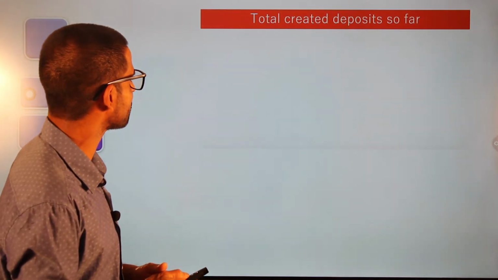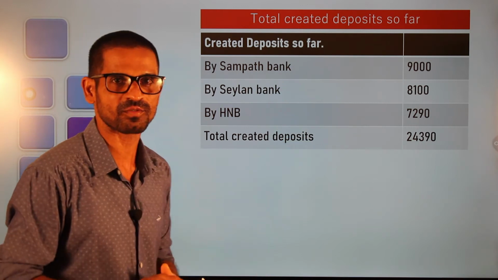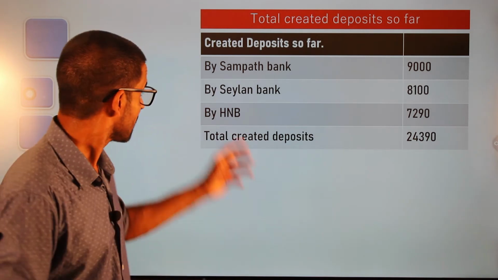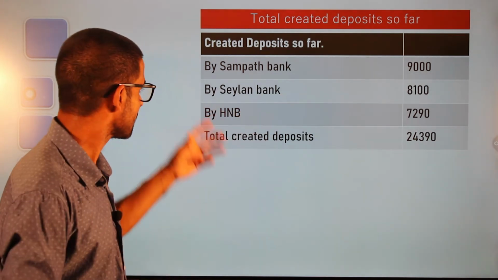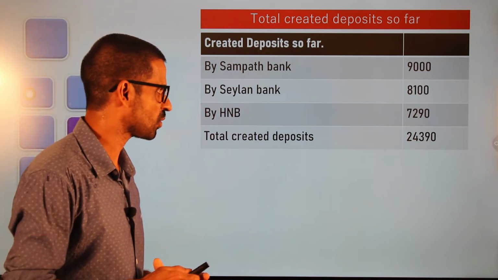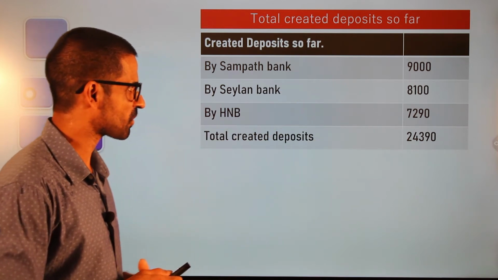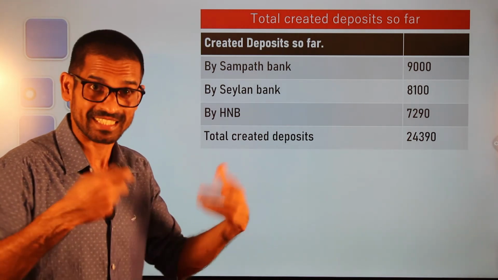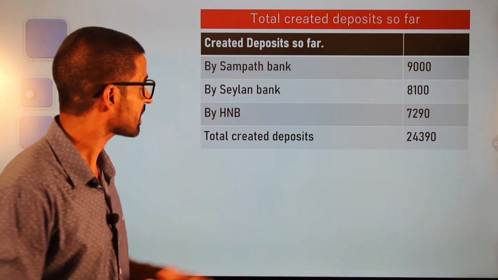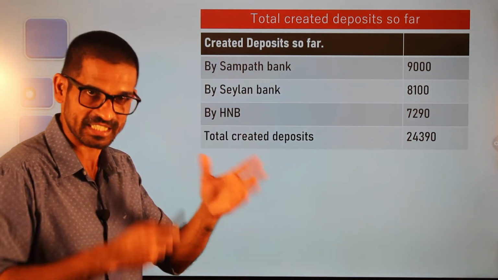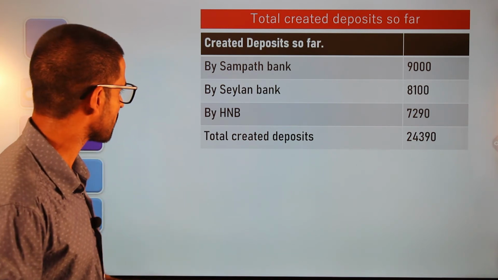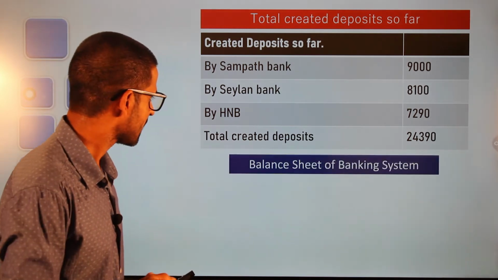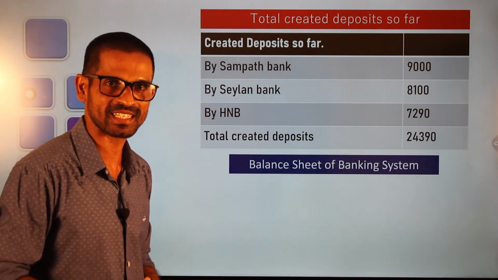So then we can identify the total created deposits so far, right? Sampath Bank created 9,000 worth of deposits, that is money. Then Ceylon Bank created 8,100. Hatton National Bank created 7,290. Altogether 24,390 loans and deposits, money created by the banking system so far, and it will go further, right? So what is the total created deposit so far? 24,390. Then we can identify the balance sheet of the banking system.